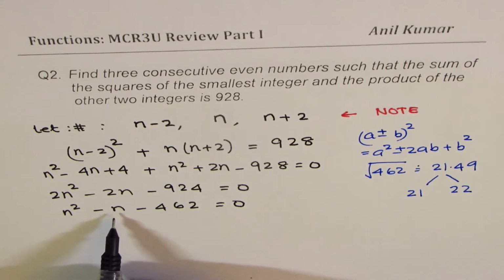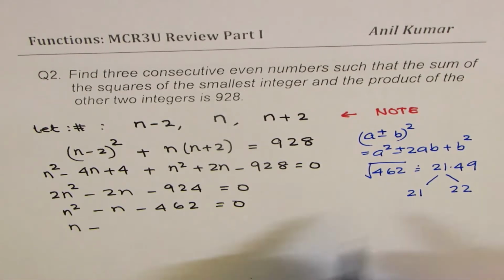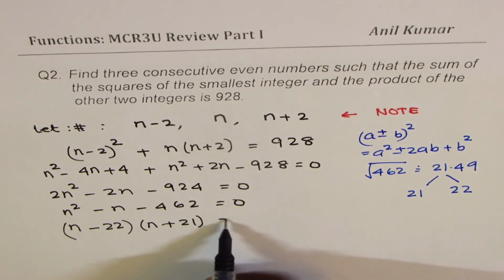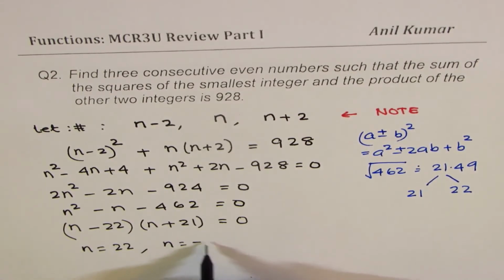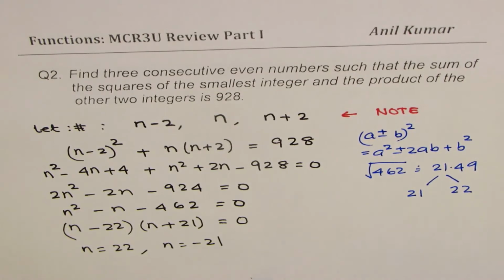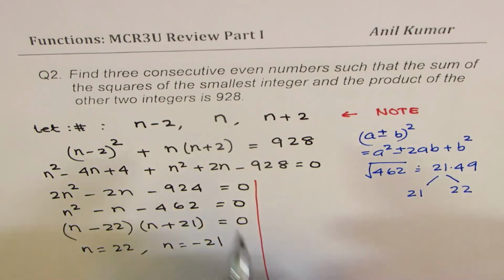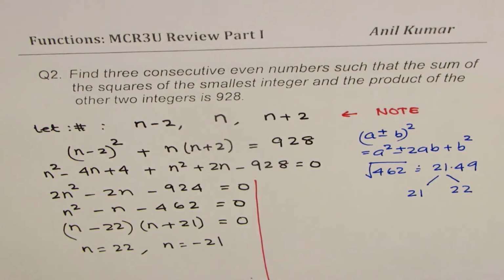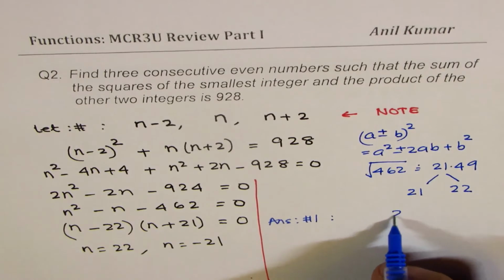So what we get here is n minus the bigger number, right? Times n plus 21 should be equal to 0, and that gives you n equals 22 or n equals minus 21, correct? So once you know n, you can write all the 3 numbers. So it says find 3 consecutive even numbers such that this sum, right? So if I use 22 as n, then we have answer set 1 as 22.